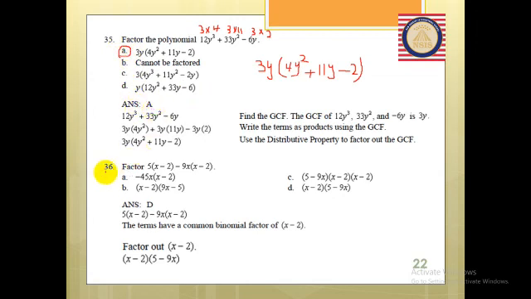Let's complete here. 36. Factor 5 open bracket x minus 2 minus 9x open bracket x minus 2. What do you see here? Grade 9, you are going to tell me, Miss, there is a common bracket. Excellent. I have a common bracket, which is x minus 2. So I'm going to take x minus 2 as a common. What remains? Remains 5 minus 9x, because I take from this term the bracket and I take from this term the bracket. So here 5 and here negative 9x. So which is my answer? My answer is D. Excellent, grade 9.